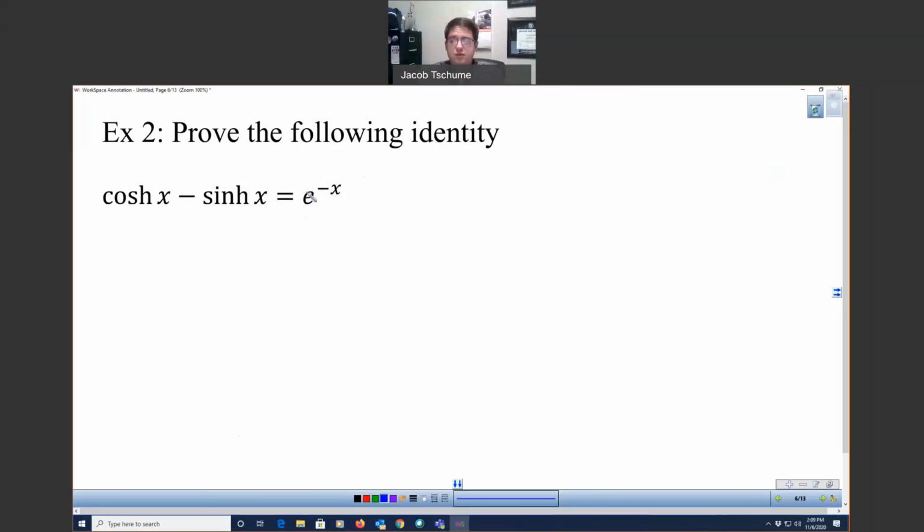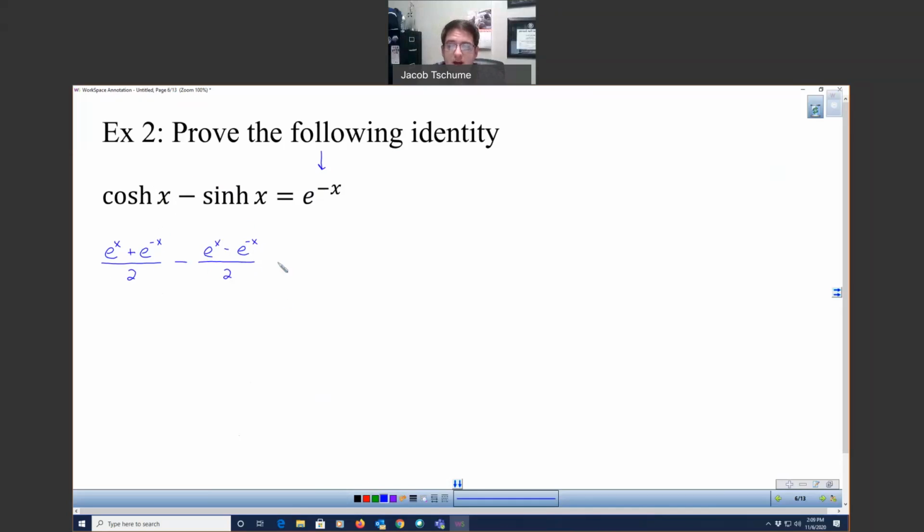So the big challenge with this problem is that all you're looking to do here is simplify the left-hand side, because you're not going to be able to do anything with this e right here. I want to see, can I turn these two hyperbolic trig functions into e to the negative x? So from the definitions I gave you earlier, hyperbolic cosine is e to the x plus e to the negative x divided by 2. And I'm going to subtract from that the definition of the hyperbolic sine, which is e to the x minus e to the negative x, all divided by 2.